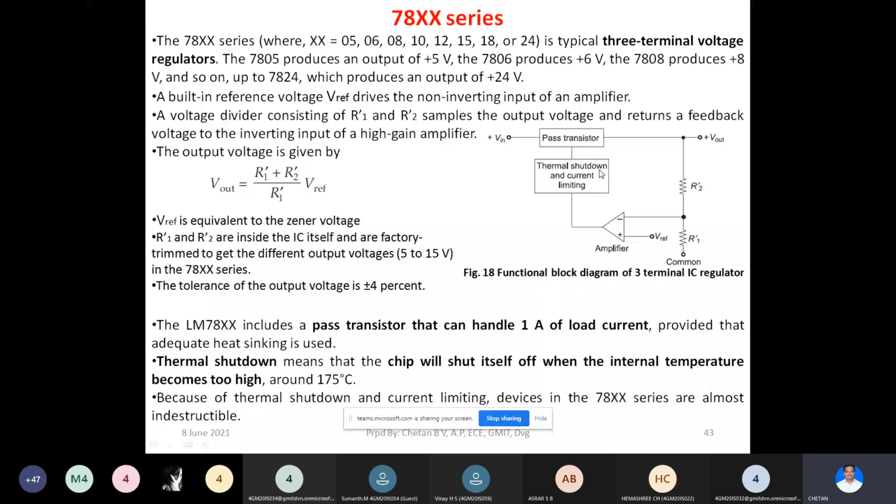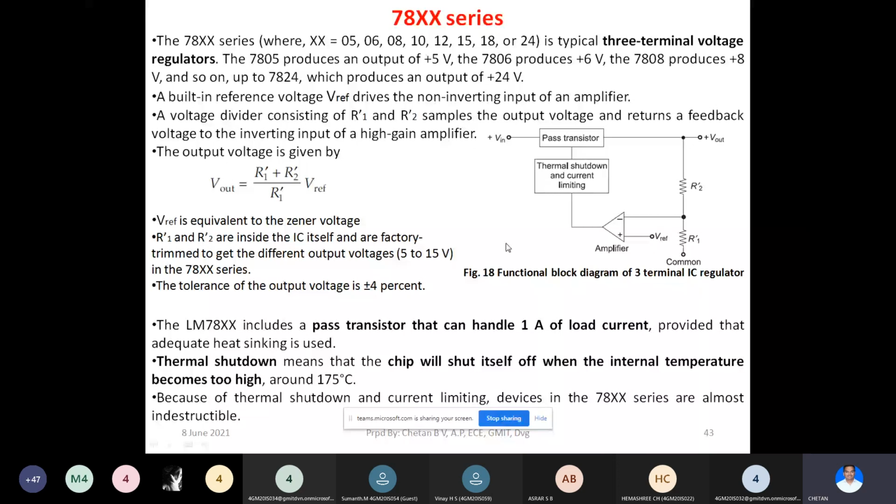This pass transistor could be a BJT or MOSFET. When this pass transistor is switched off, essentially you will not get any output voltage, therefore V out will be 0, and this IC would not be functioning. Because of the presence of this thermal shutdown and current limiting feature, most of these ICs are almost indestructible. And to be specific, in this subject, you are going to study 7805 IC features.